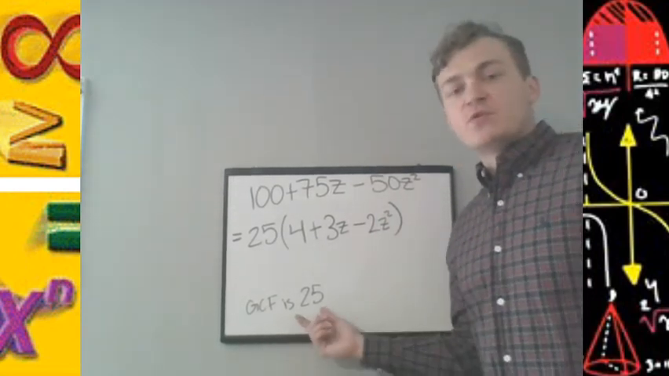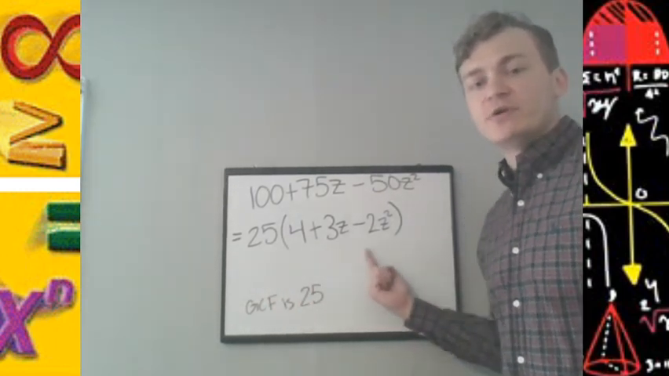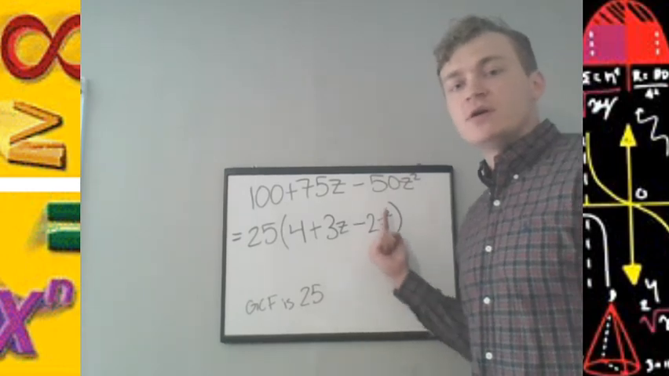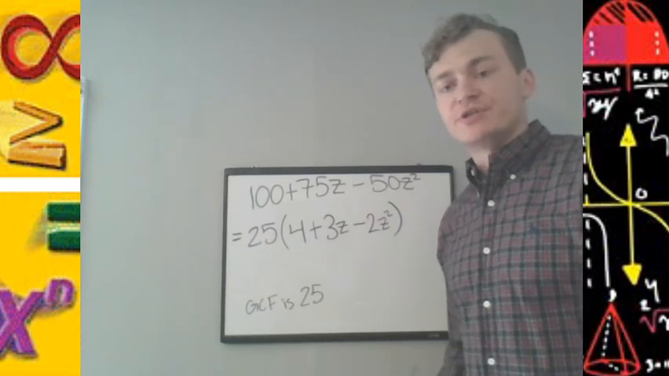So our GCF is 25, and the product of 25 and the resulting trinomial, 4 plus 3z minus 2z squared, will give us our original trinomial expression.